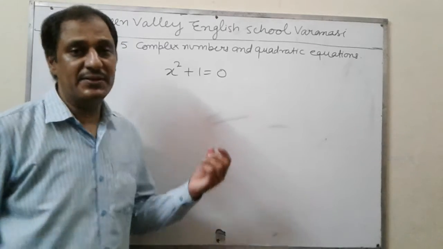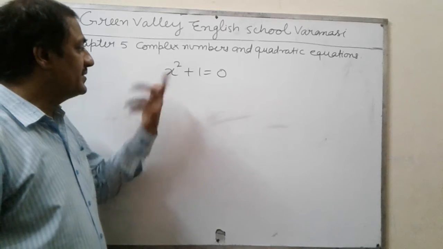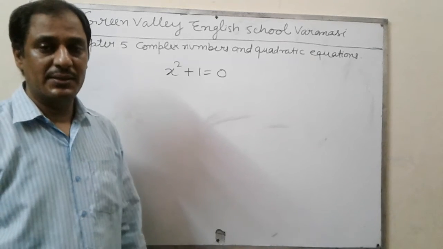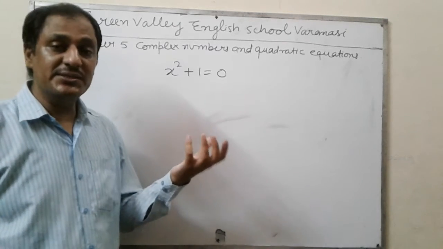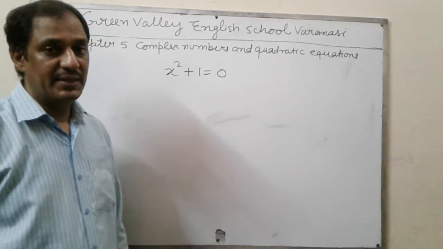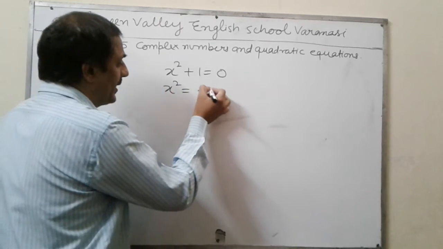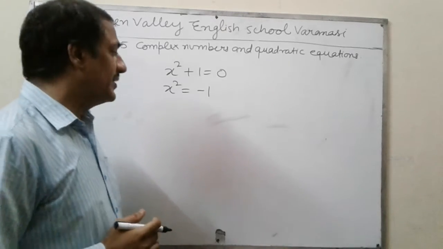Children, can you find the value of x? Can you find the root of this polynomial x square plus 1? Here x square plus 1 is equal to 0, it is a quadratic equation. Here if we write x square is equal to minus 1. Here x is a real number.